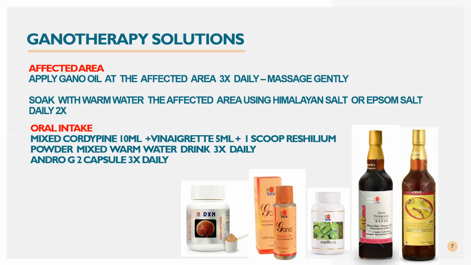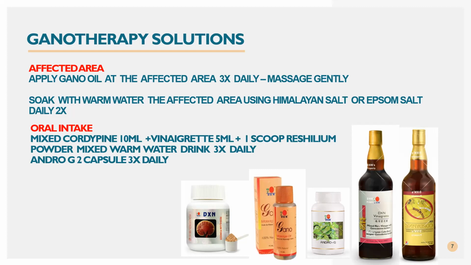So first we see the Ganotherapy solutions. You can apply Gano oil at the affected area 3 times daily, and soak the affected area in warm water with Himalayan salt or Epsom salt 2 times daily. You can mix Codipine 10 ml, vinaigrette 5 ml, and 1 scoop of Richelieu powder in warm water and drink it 3 times daily. Androgen, 2 capsules 3 times daily. You can take additional spirulina, bee pollen, black cumin, more enzyme, more Z. Those are all additional things.